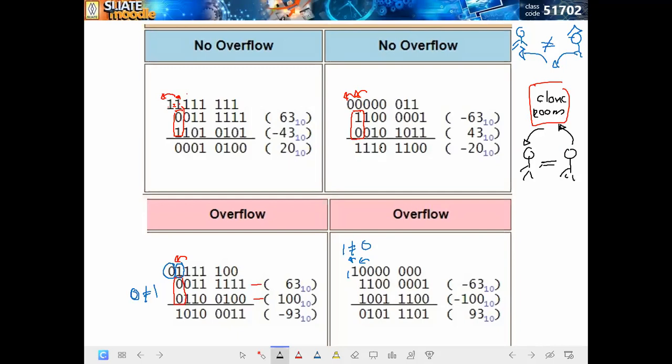Then you can easily remember when the problem happens: the bit carried into the high order bit is not equal to the bit carried out of the high order bit.